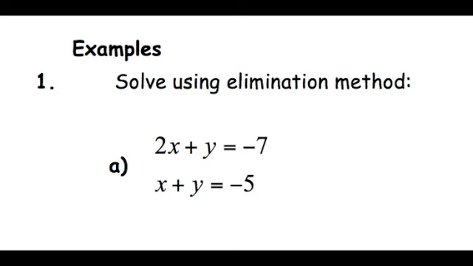Solve by elimination. 2x plus y equals -7. x plus y equals -5.